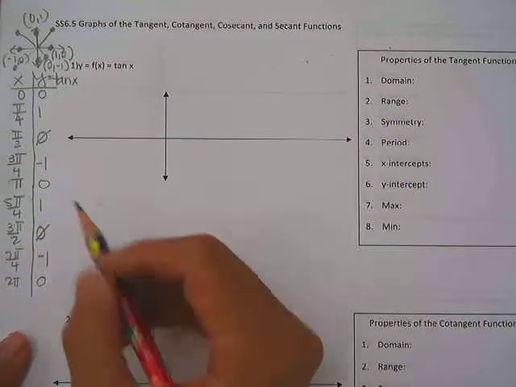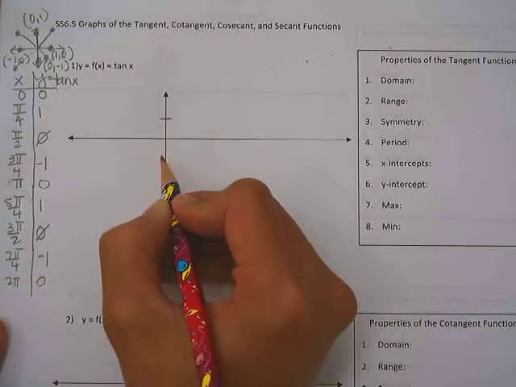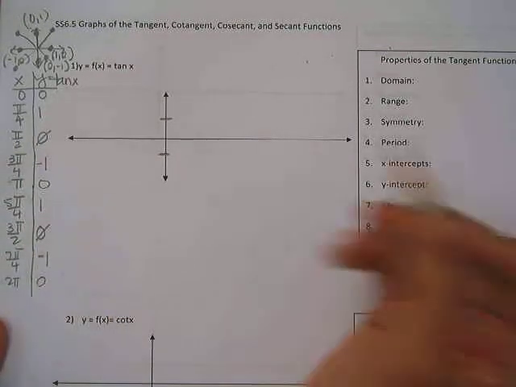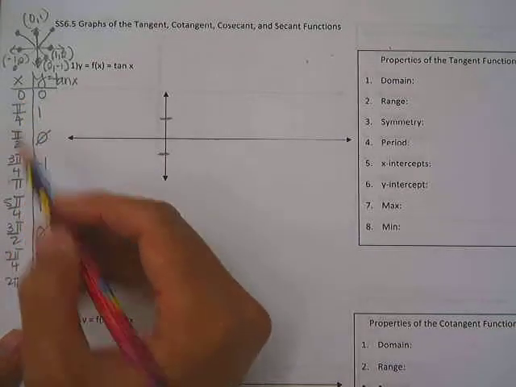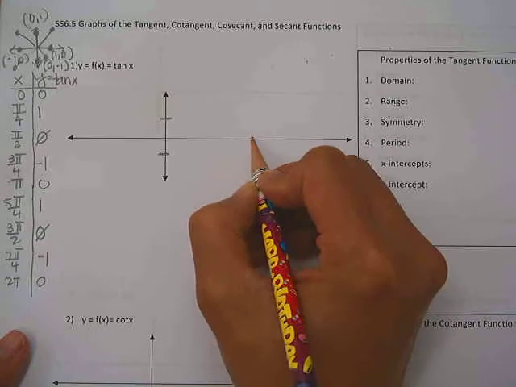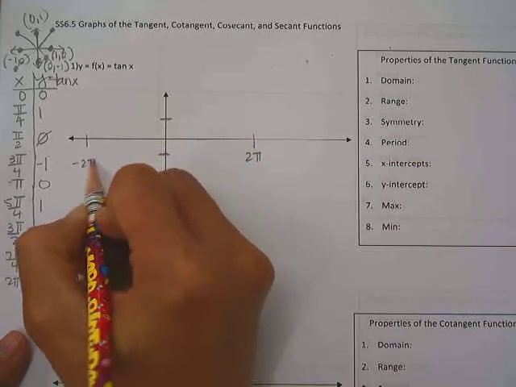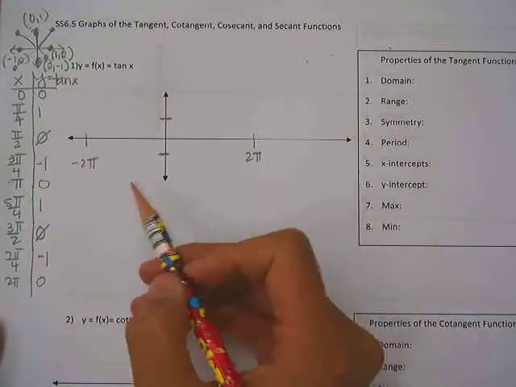It looks like my highest output is 1 and my lowest output is negative 1, so those are the two tick marks. Looks like I'm going from 0 all the way to 2 pi. Here we go, 2 pi. Let's do a negative as well, right? Might as well.